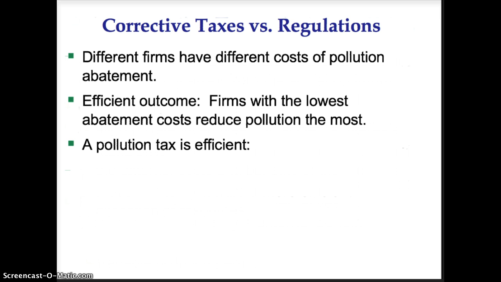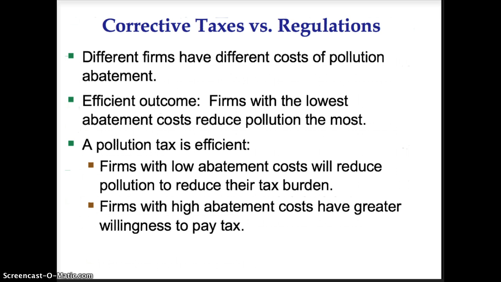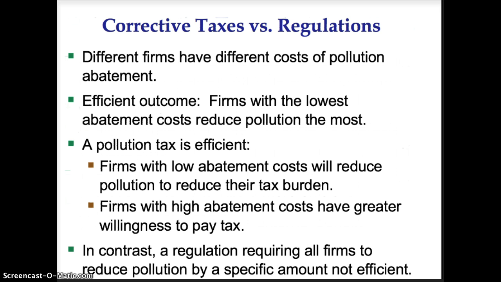A pollution tax is efficient because firms with low abatement costs will reduce pollution to reduce their tax burden, and firms with high abatement costs will have greater willingness to pay for the tax. In contrast, a regulation requiring all firms to reduce pollution by a specific amount is not efficient.